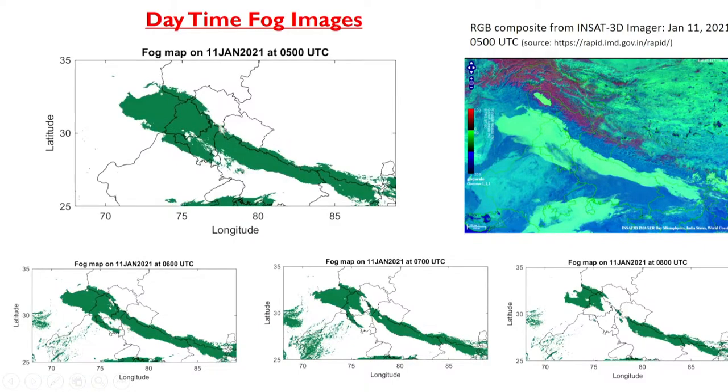So this is one example where we have retrieved the fog for 11th January 2021 at 5 UTC. You can see the spread of the fog over the full northern UP, Bihar, Punjab, Haryana and some part of Pakistan also. And we have compared it with the RGB composite. In this composite, the green color is showing the foggy area. So you can see that the methodology is very good to retrieve the fog.